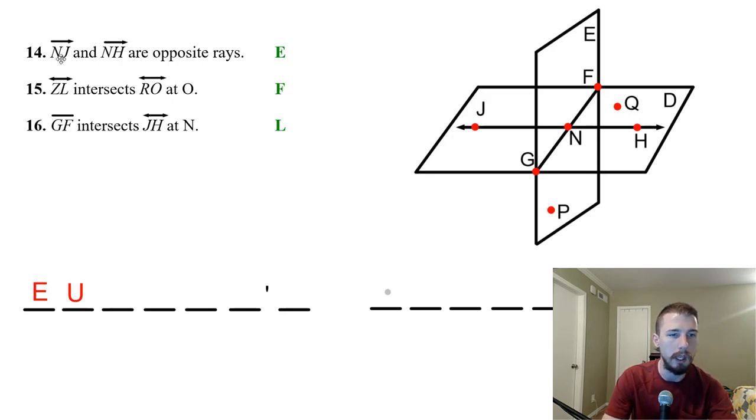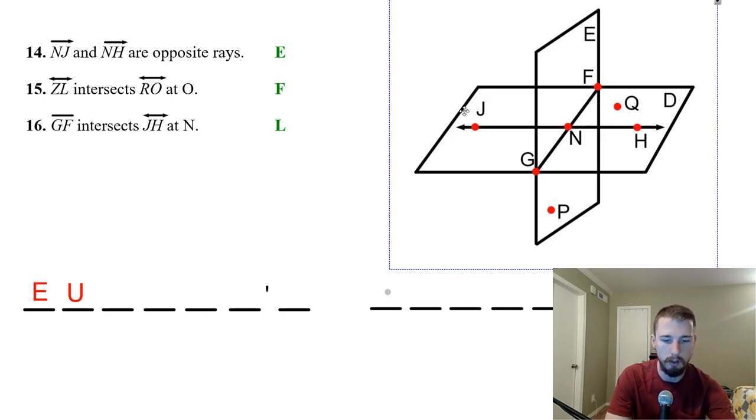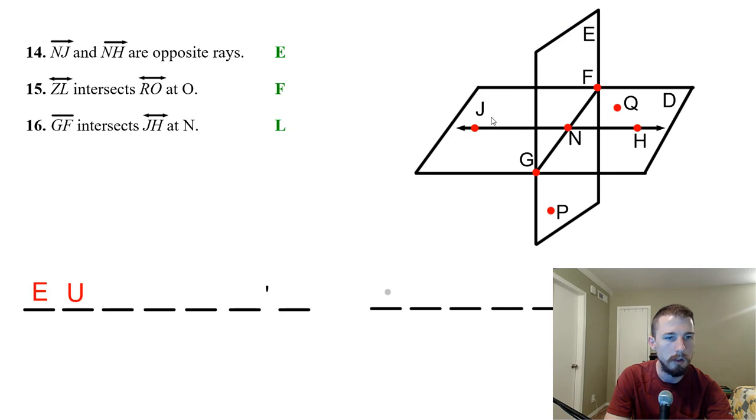So now we have ray NJ and ray NH are opposite rays. So remember, opposite rays start at the same point and go in opposite directions. So here we have ray NJ, so N to J, and then N to H. So they start in the same point N, and they go in opposite directions to J and to H. If we put them together, it would form a line. So that one is true. So you can circle it if you want, and that will be our first letter. It's E.